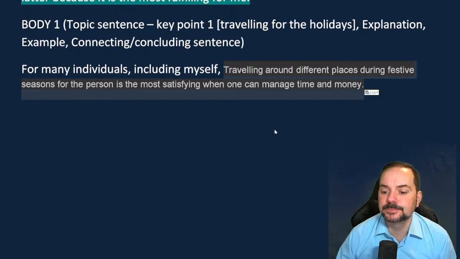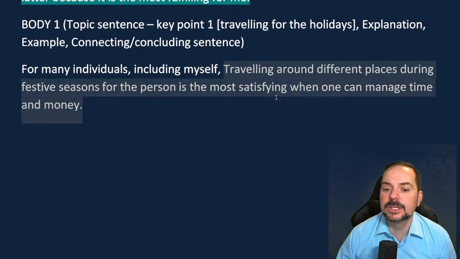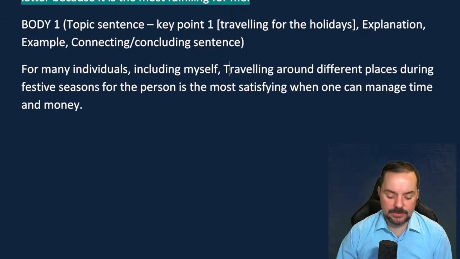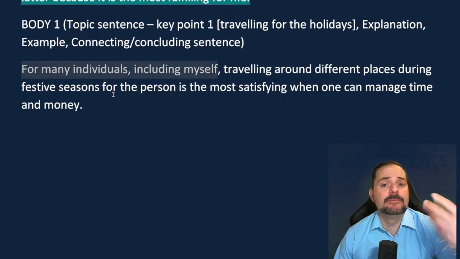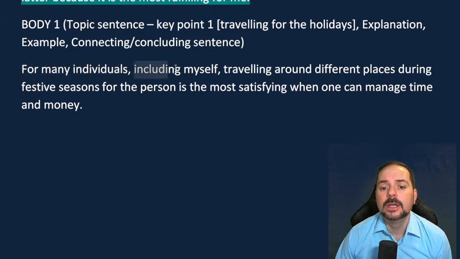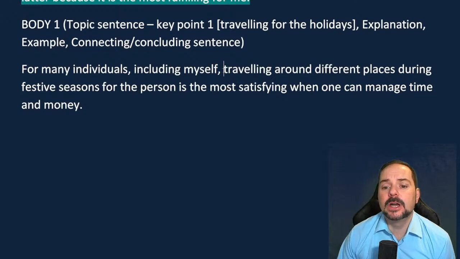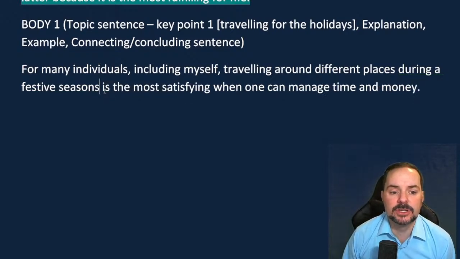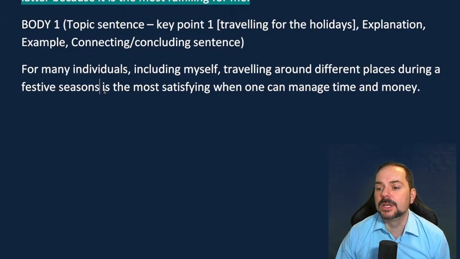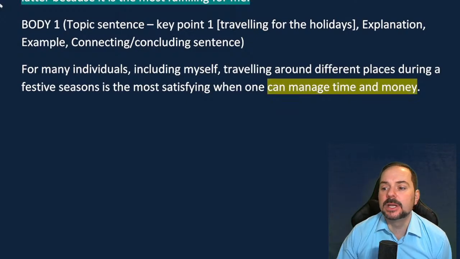Let me clear that, make it a 14. And we're off to the races. There you go. So Janelle, I just took what you wrote there and plopped it right in. And all I did, Janelle, is add this part to what you wrote in the chat to emphasize my opinion, right? So for many individuals, comma, including myself, right? So again, I'm showing that it's a first-person essay, first-person voice. And now we're continuing, traveling around different places during a festive season. I can take this out now because I have at the beginning 'for many individuals', is the most satisfying when one can manage time and money. And this is that extra piece of information, right? When one can manage time and money, right?